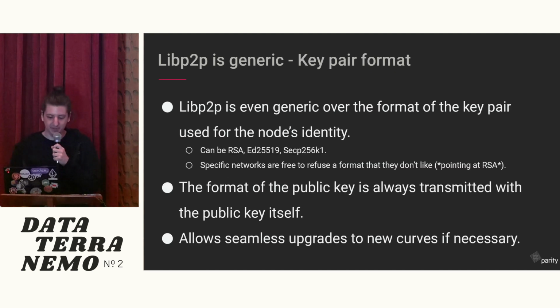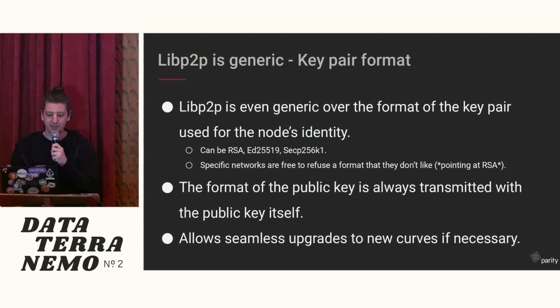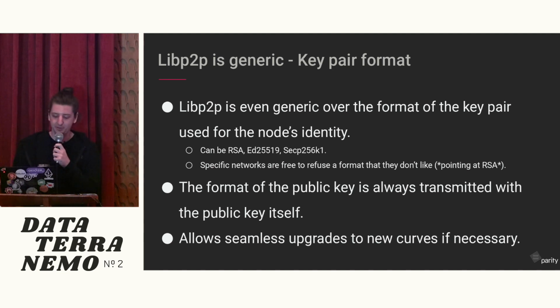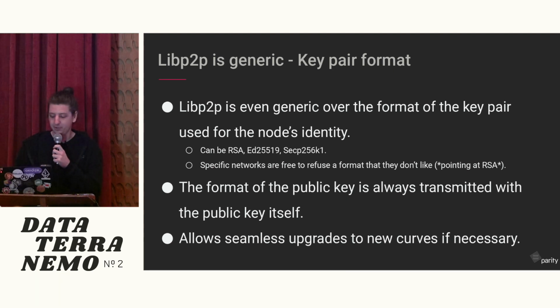It's also generic over a key pair format. We are not tied to ED25519. For example, you can use RSA or SecP. Obviously, depending on the network, you can refuse the formats you don't like. For example, RSA. You may not want to accept RSA connections, but theoretically, libp2p supports them, and you can use them. The way this works is that the format of a public key is transmitted alongside the public key itself. And similarly, the advantage is the same. You can upgrade to new curves. If we ever find a vulnerability in ED25519, for example, we can upgrade to a new one.